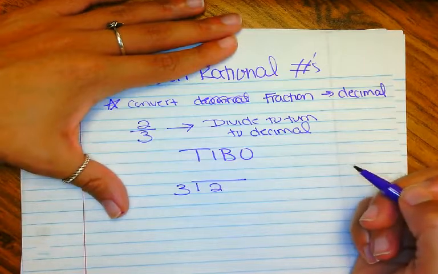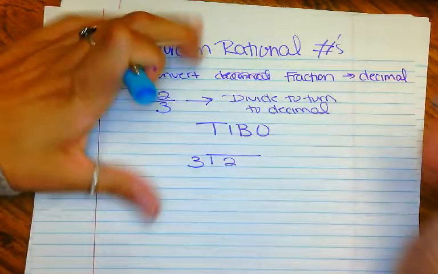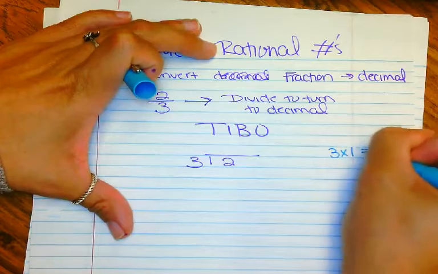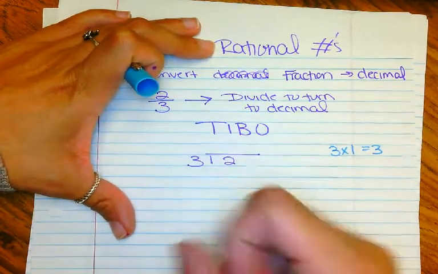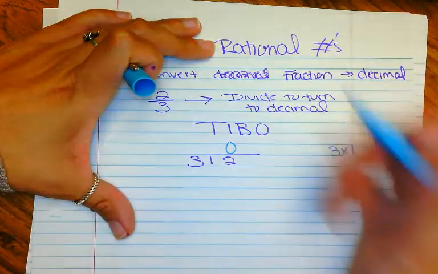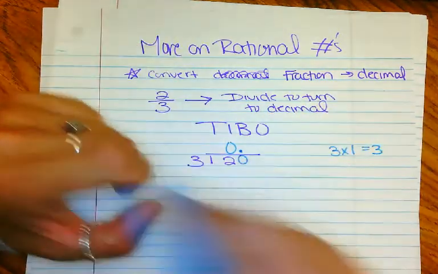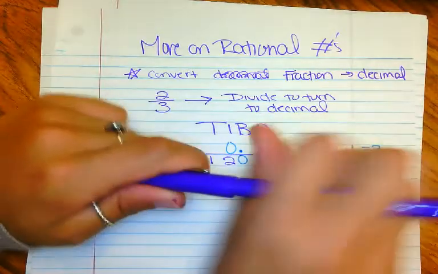Now, watch this division, okay? 3 cannot go into 2, because if I do 3 times 1, it gives me 3. That's too big, so it goes in 0 times. Now, I don't have any more numbers, so I have to add a 0. If you add a 0, you add a decimal. So 3 goes into 20.